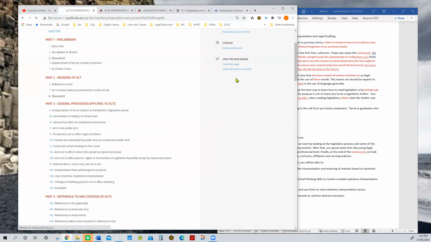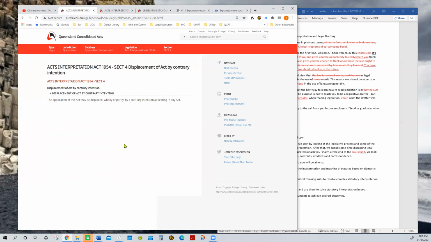The Act applies to all acts. We can see that in subsection 2. It also binds the Crown, and it can be displaced by contrary intention. So whilst I mentioned that this Act is intended to have general application when reading and interpreting other pieces of legislation in Queensland, the general material contained in the Acts Interpretation Act is subject to being overridden by specific, clearly stated intention appearing in other pieces of legislation.